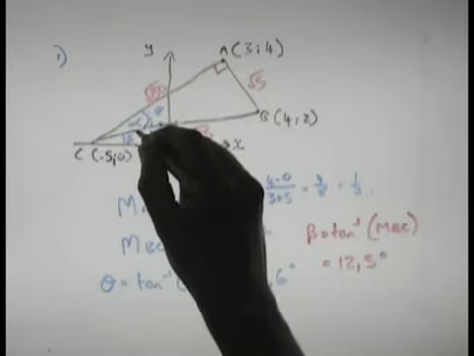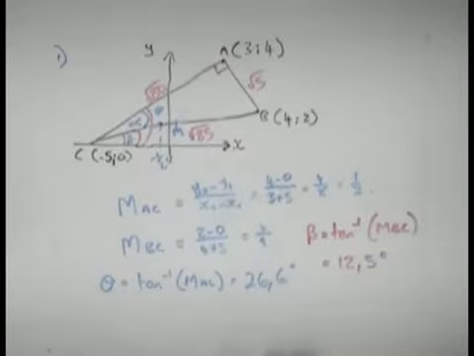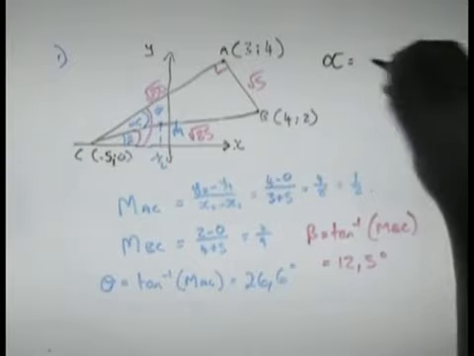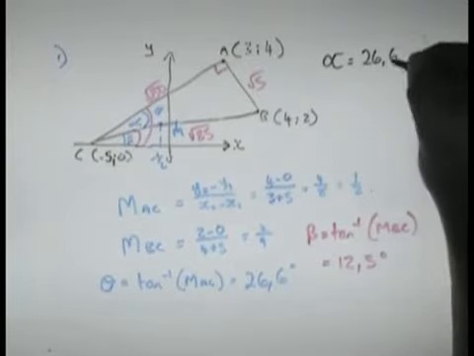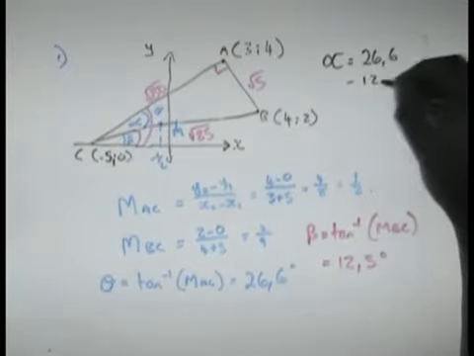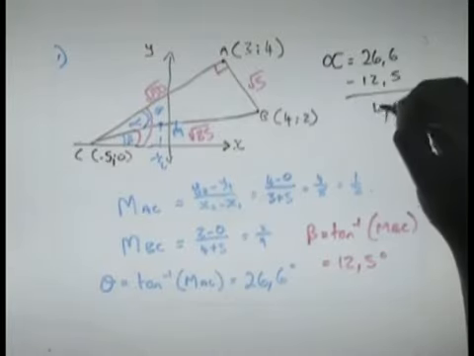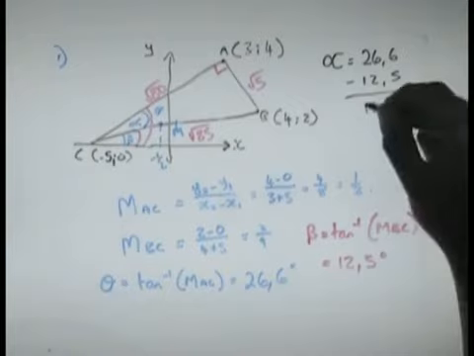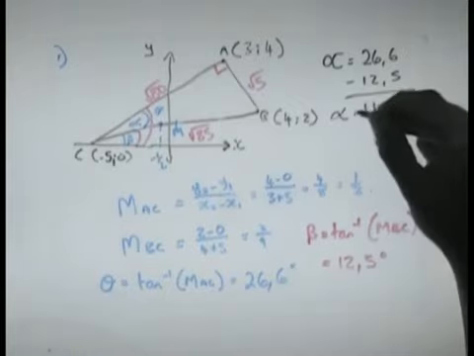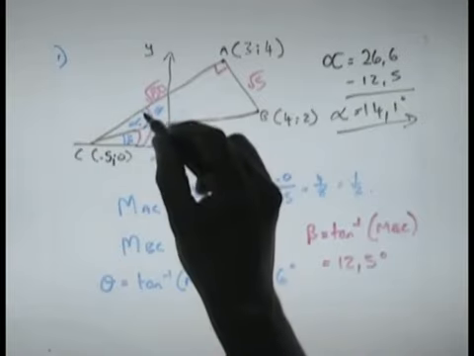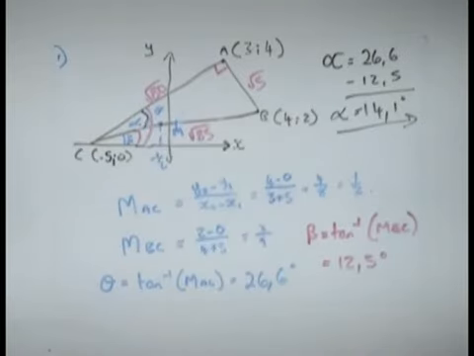So I've got my small angle of 12.5, I've got my big angle of 26.6. That means that alpha is equal to 26.6 minus 12.5, which is going to give us an answer of 14.1 degrees. That is what alpha is equal to. That small angle in there is equal to 14.1 degrees.